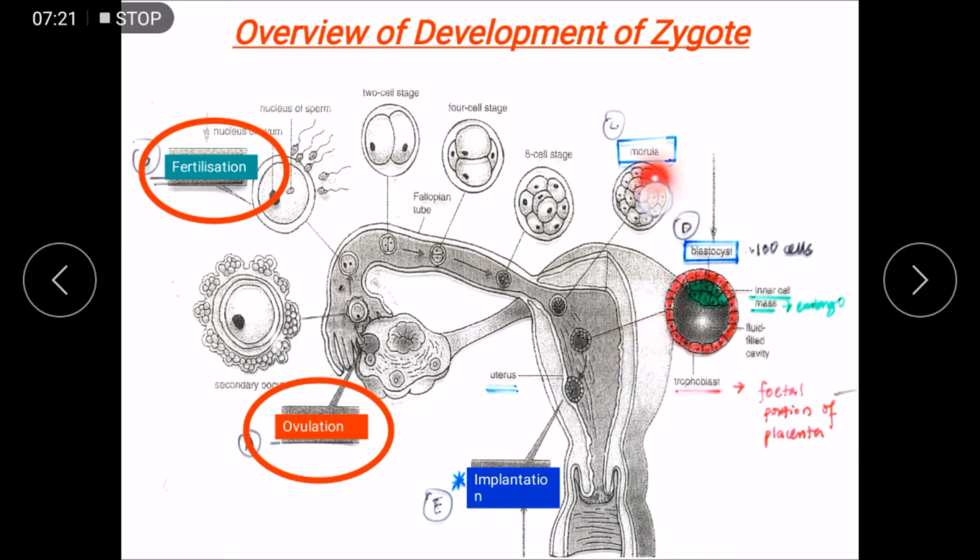Now from morula, it needs a few days to become a blastocyst, about 100 cells. When it reaches about 100 cells, we call it blastocyst already. You no need to memorize the number of cells. Just know that from morula, it will end up as a blastocyst, and this is the very important part. After the blastocyst, it must implant.